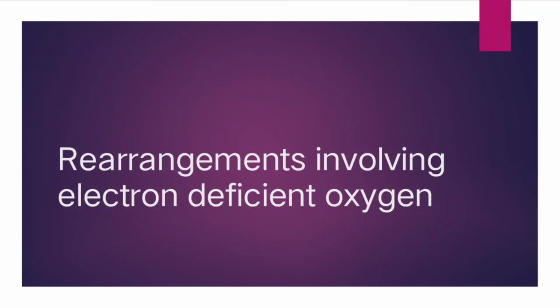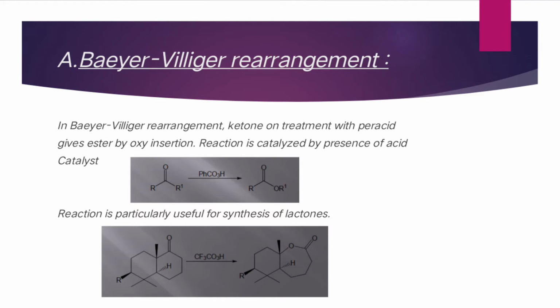Rearrangements involving electron deficient oxygen. An important example of such reaction is Baeyer-Villiger rearrangement. In Baeyer-Villiger rearrangement, a ketone on treatment with peracid gives an ester by oxygen insertion. The reaction is catalyzed by the presence of an acid catalyst. The reaction is particularly useful for the synthesis of lactones.